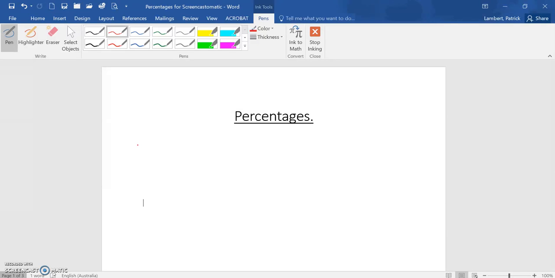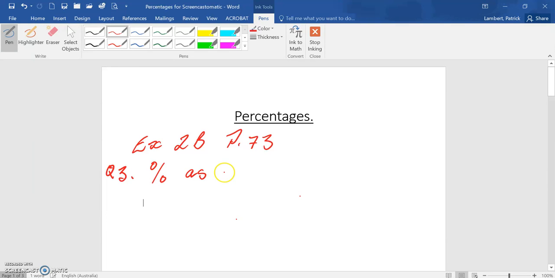Let's move on to exercise 2B on page 73. And I want to have a look at question 3. Now, question 3 asks us to write a percentage as a decimal. So let's go straight to part A. And part A is 6.78%.